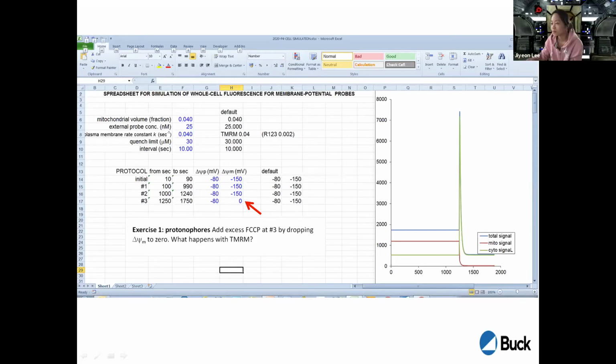So when the FCCP is added, the mitochondrial signal went all the way down, because there's no membrane potential. Now it's all compromised. But the cytosol. So where's the TMRM gone? It's left the mitochondria and diffused out into the cytosol. Okay, and why do you get this tremendous peak?